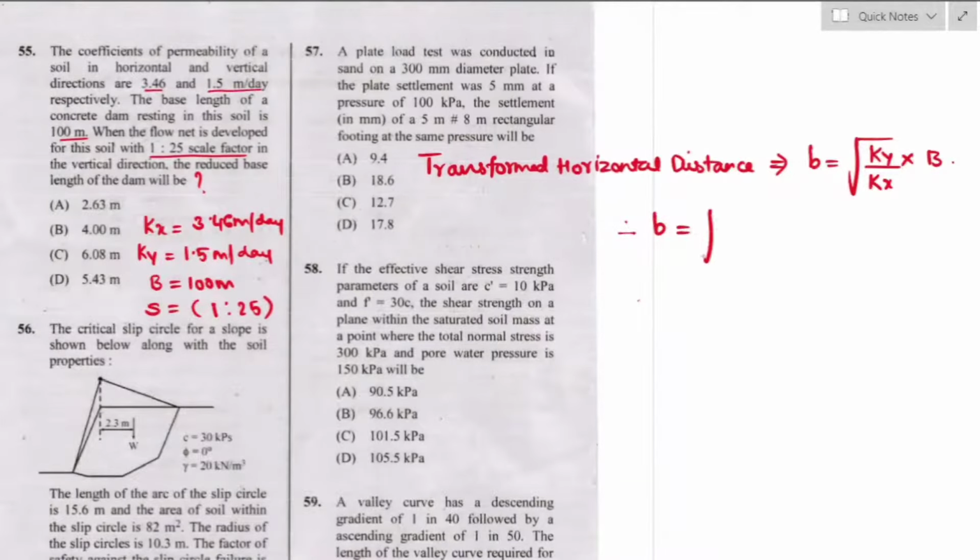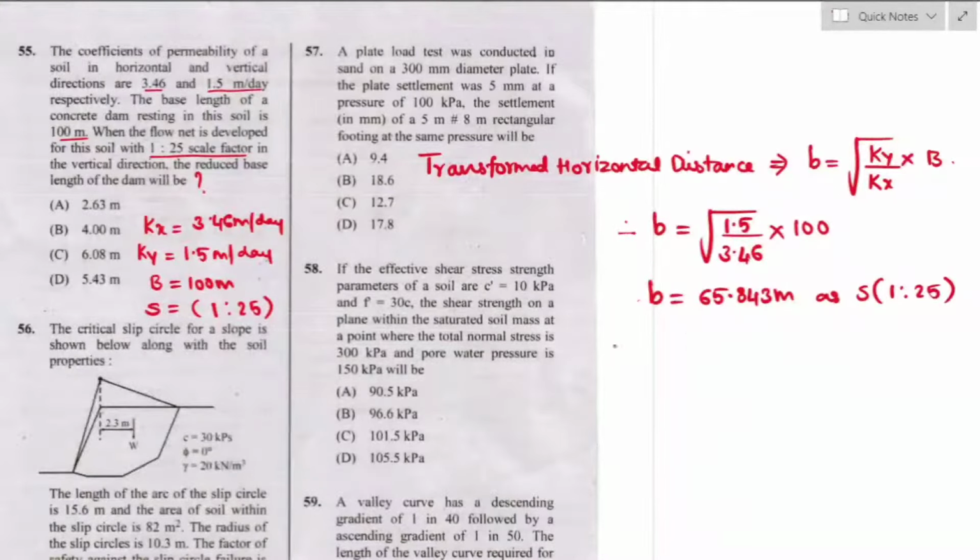So the transformed horizontal distance will be 65.843 meter. As the scale factor is given as 1:25, the reduced base width to the scale will be 65.843 divided by 25, which is equal to 2.63 meter. So option A is the right answer.